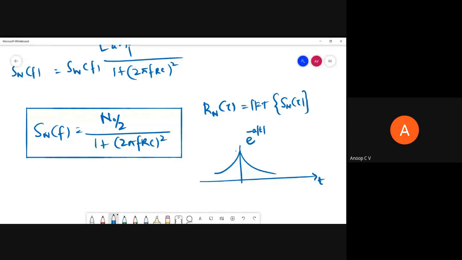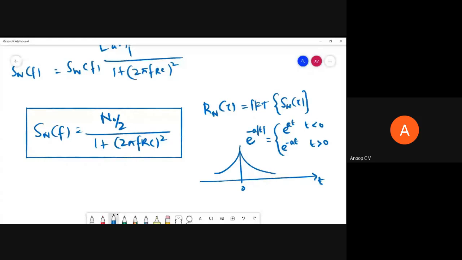The function e power minus a mod of t, its Fourier transform. When I say e power minus a mod of t, it means for negative values of t, the exponent will be minus t with the sign flipped, and for positive values of t, it will be plus t. So this will be equal to e power at for t less than 0, and e power minus at for t greater than 0.